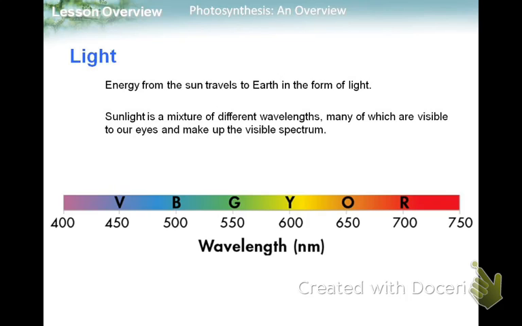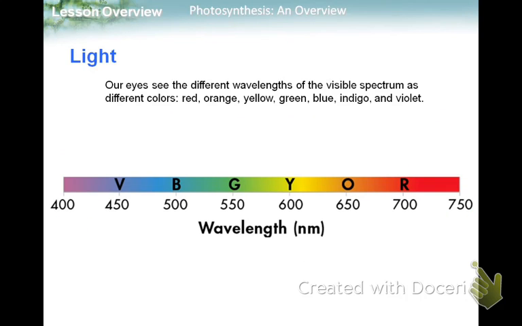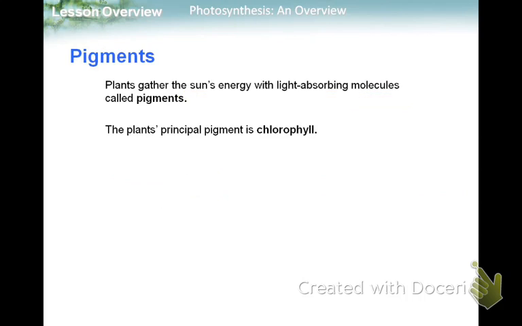That's the form of energy that comes from the sun, and it's a mixture of different wavelengths. We have the visible spectrum, that's Roy G. Biv. Your smaller, or shorter, wavelengths are down here in the violet, and your longest wavelengths are in the red. Once we go outside of this, over to this side, that's ultraviolet, UV, and over to the far right, past red, is infrared. These are not visible. Like I said before, we see these different wavelengths as Roy G. Biv.